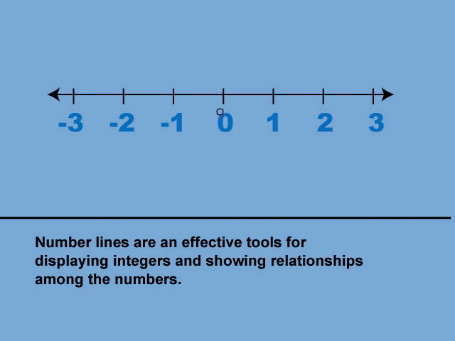Not only that, the numbers are in sequential order. This means that as you go from left to right, the numbers increase in value, and as you go from right to left, the numbers decrease in value. An integer number line is useful for graphing integers and better understanding the values they represent. Let's look at another example.